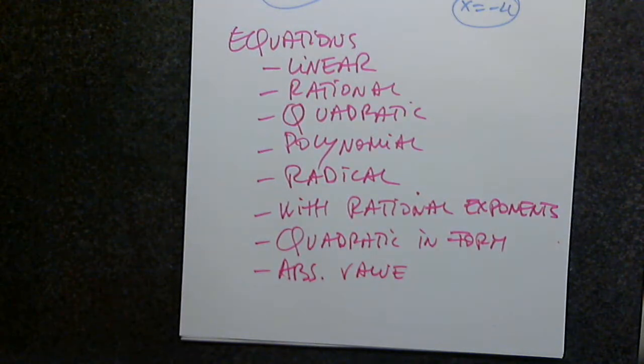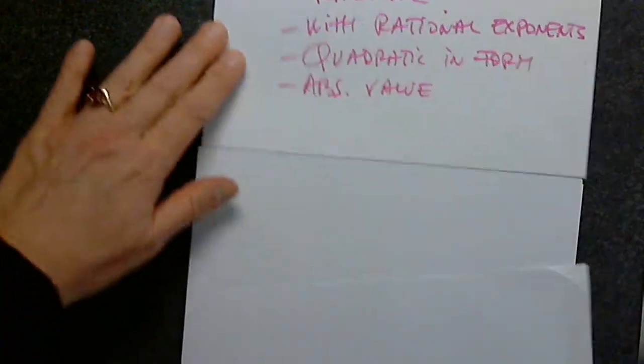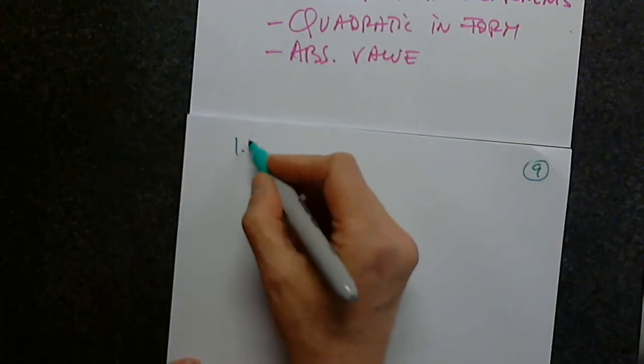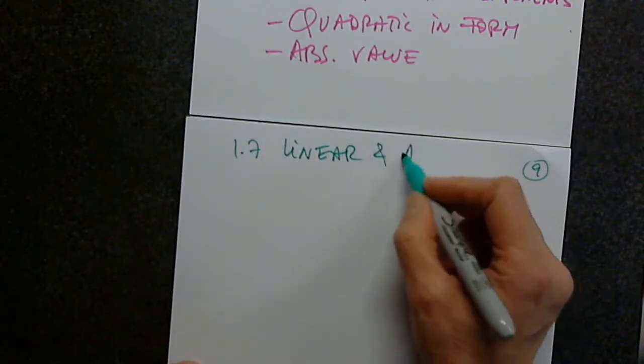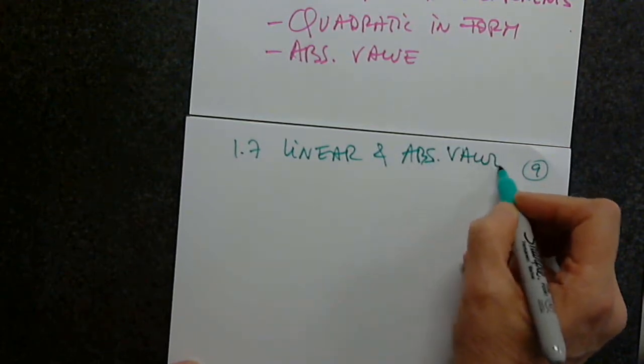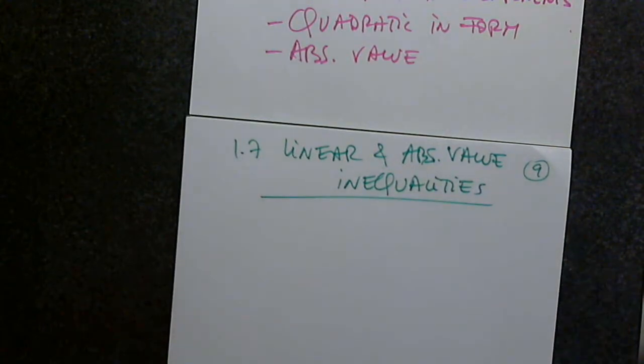They have different strategies. We have to understand and remember each strategy. Okay? Good. So now the last section, 1.7. Linear inequalities and absolute value inequalities. 1.7. Linear and absolute value inequalities.